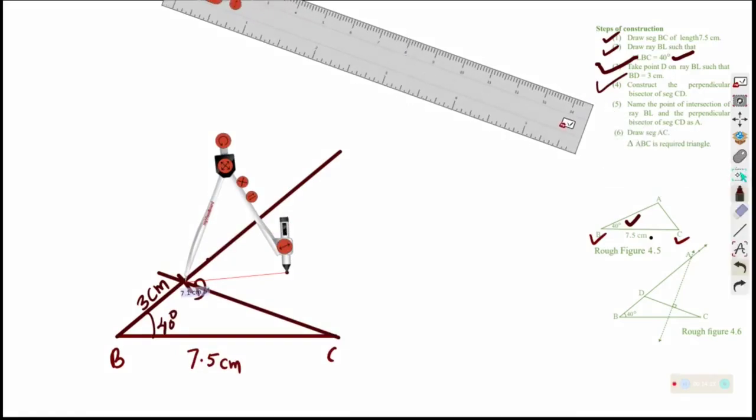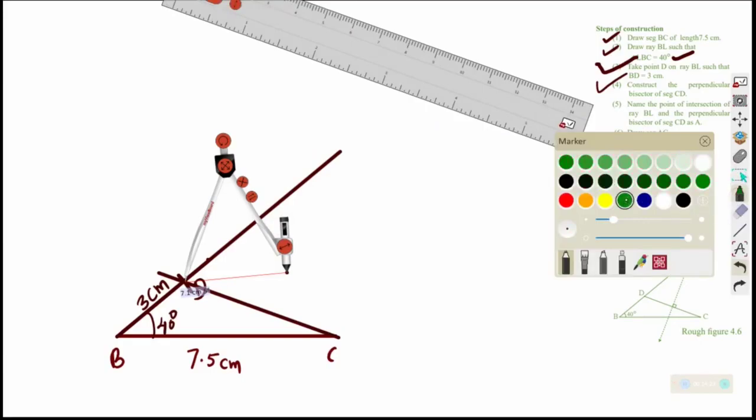I will just change the color, otherwise it will look a little bit difficult to identify. And draw arc on both sides.